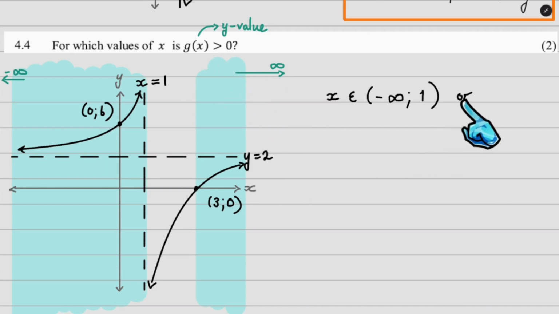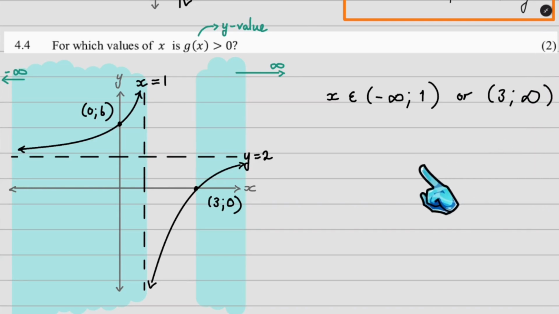Then you put the word or and you state your second region. Now the second region is over here and it starts at the x value of 3 and goes on forever to infinity. And then that will be good enough to get you the 2 marks.